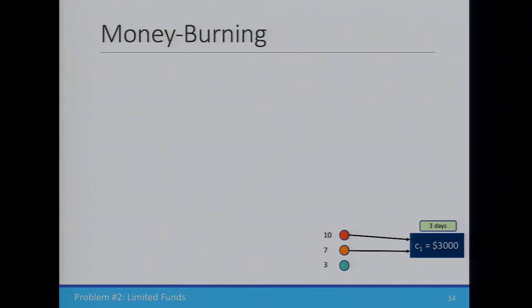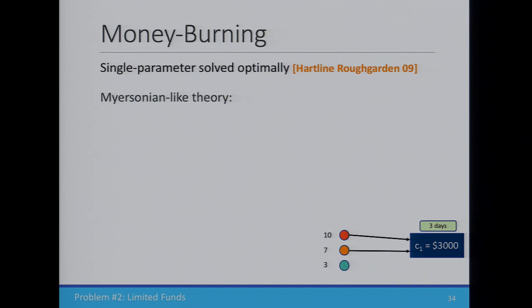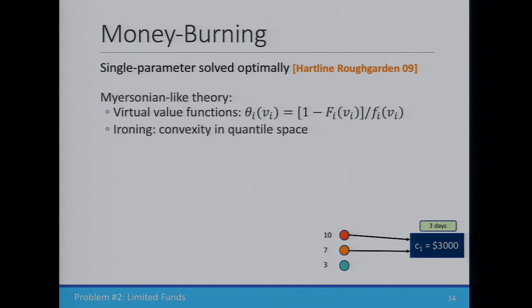So this relates to, I've been calling it welfare burning, but this relates to the concept known as money burning, which is in this paper by Hartline and Tim Roughgarden in 2009, where they completely solve the single parameter case optimally. And they come up with this very nice Myersonian-like theory, which uses parallels to revenue maximization, where they have these virtual valuation functions, just like in Myerson, except they're different virtual valuation functions. And they have ironing, just like in Myerson, but it's a different type of ironing. So they have this nice Myersonian-like theory of how to optimally solve this money-burning objective, but things are a bit different here. And the resulting mechanism is, of course, different.